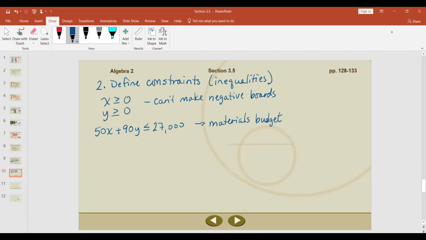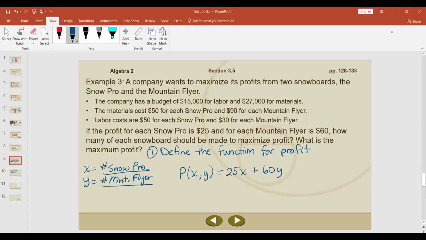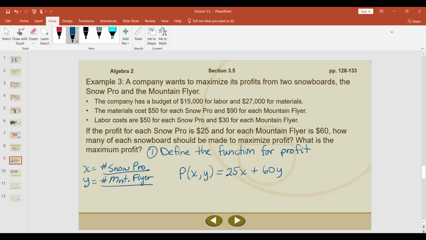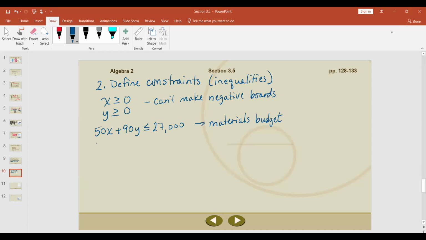And then we have a labor constraint. So the labor cost is $50 for the Snow Pro, $30 for the Mountain Flyer, and it needs to be less than or equal to $15,000. There's their budget for labor. So 50x plus 30y needs to be less than or equal to 15,000 for the labor constraint.